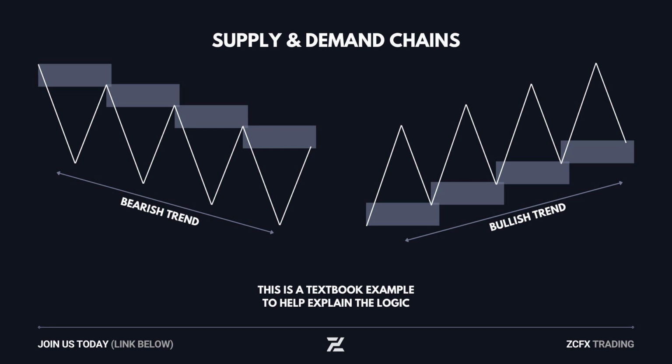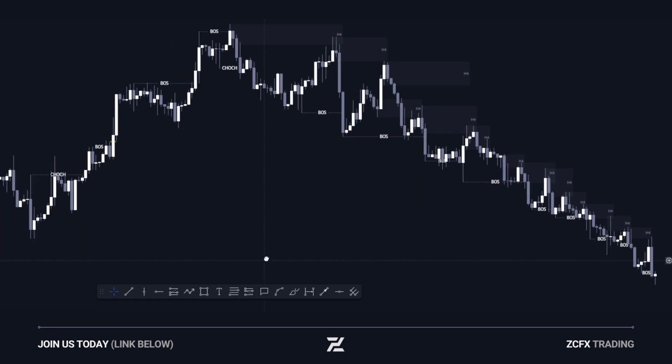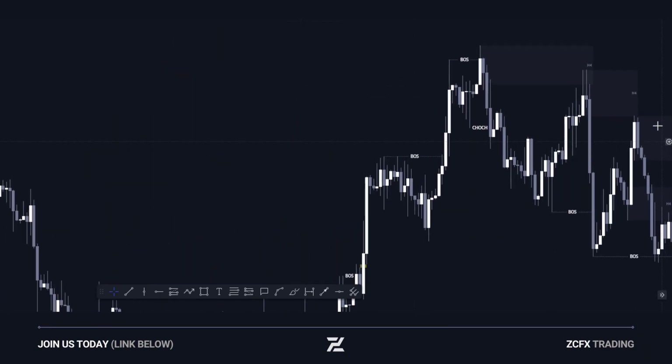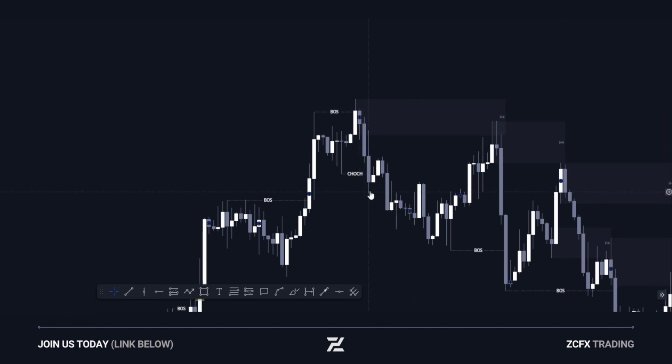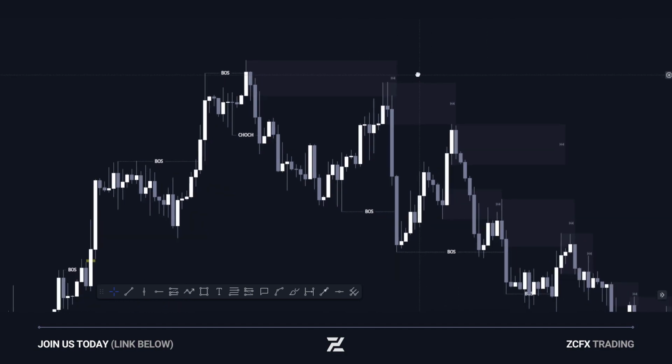So what I'll do is I'll just jump onto the chart and just show the real life example, as that would be the best thing to do. Now, as you can see up here, right, just jumping straight into it. We do have a bearish trend here. We came back down, mitigate this extreme supply.